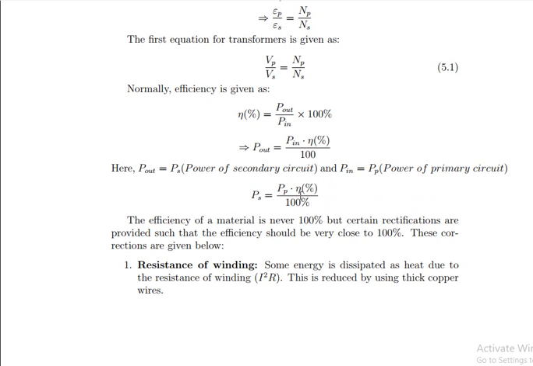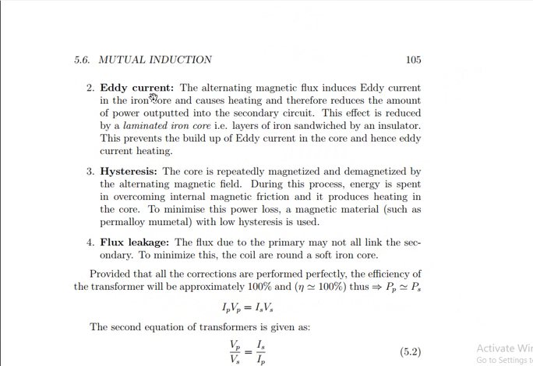Now this efficiency here is never 100%. So most of the time, in order for you to make the efficiency strive to attain 100%, there are certain corrections that are given below. The number one correction is the resistance of the winding. Some energy is dissipated as heat due to the resistance of the winding, and this heat is I squared R, as you have seen in the Joule effect. This is reduced by using thick copper wires. So thick copper wires are used when you want to coil the transformers, in order to reduce the resistance to current.